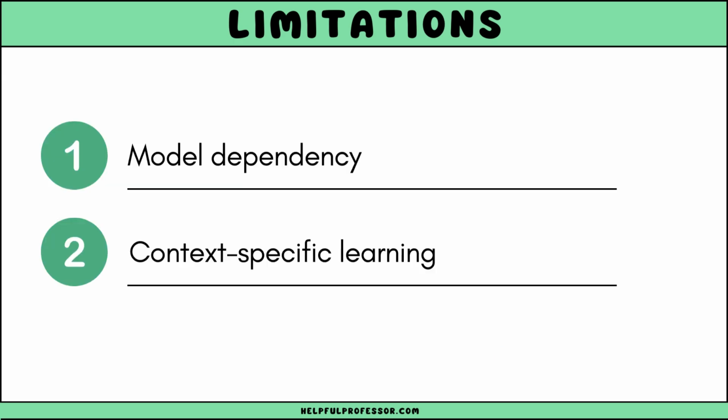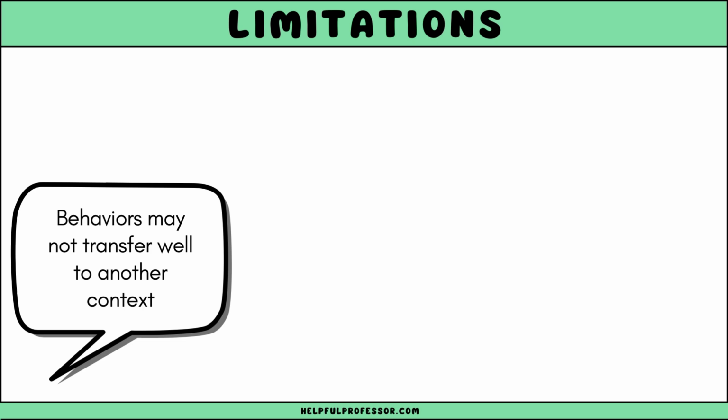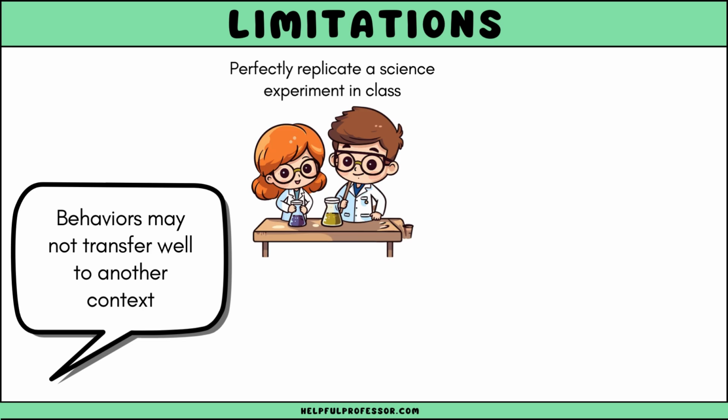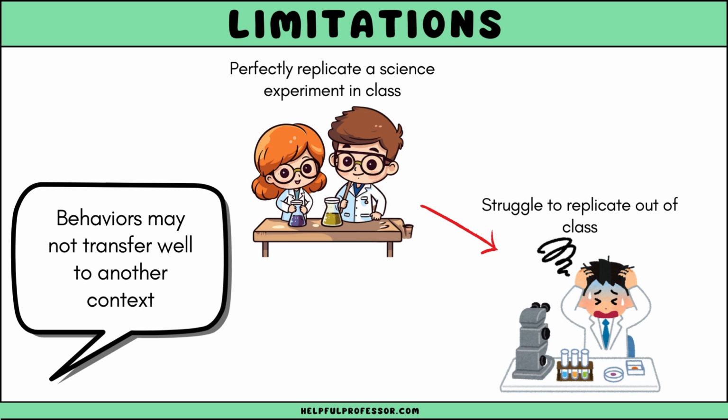Another limitation is context-specific learning. Behaviors learned through observation may not always transfer well to different contexts. For example, a student might perfectly replicate a science experiment in class, but struggle to adapt the learned procedures to a different experiment or setting.